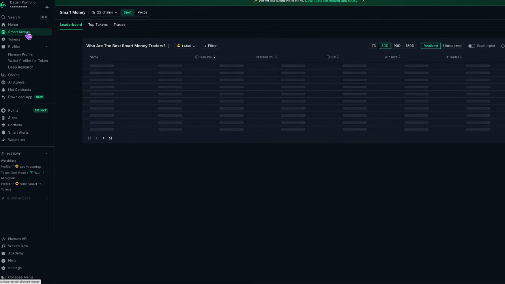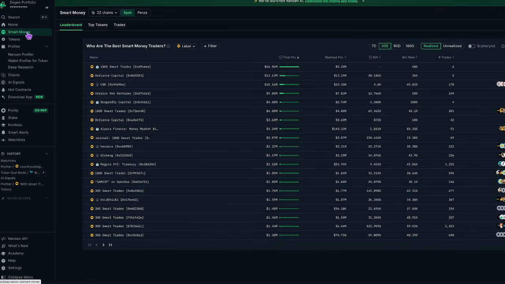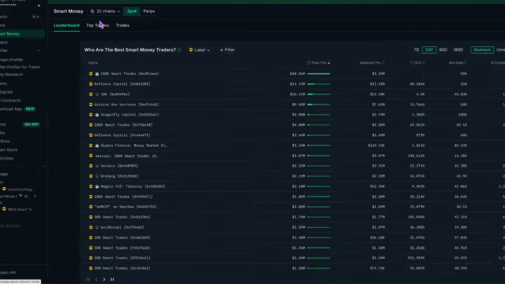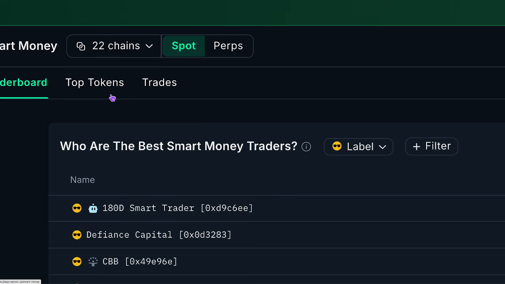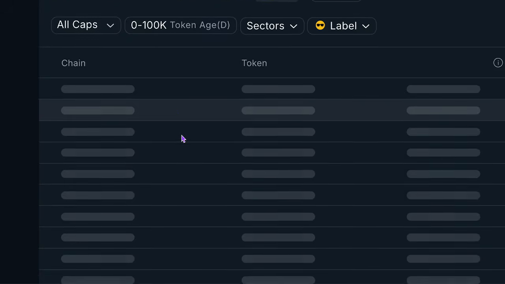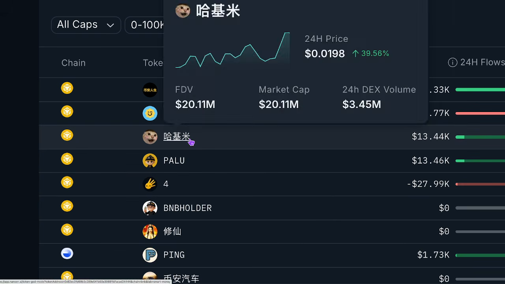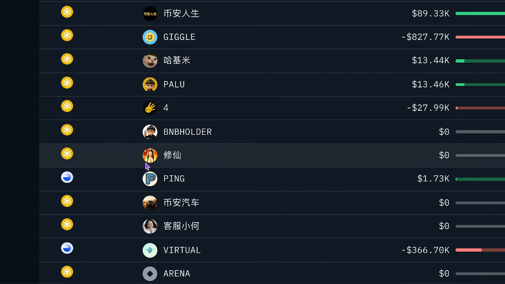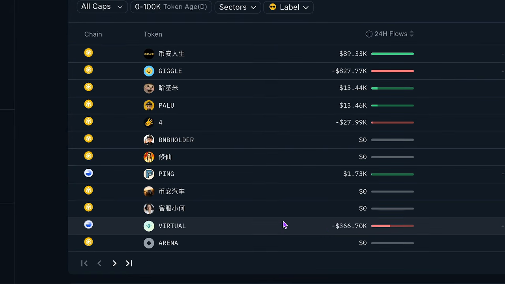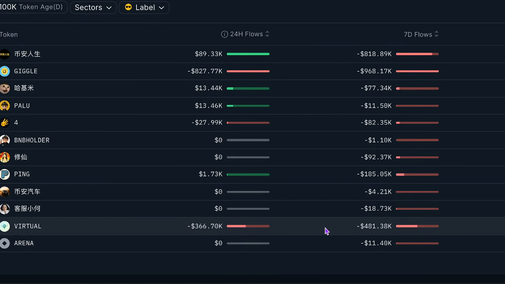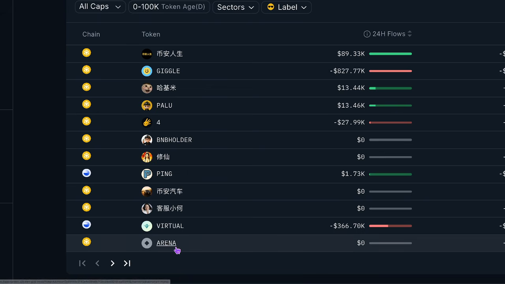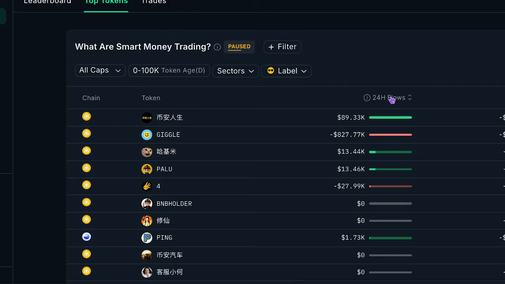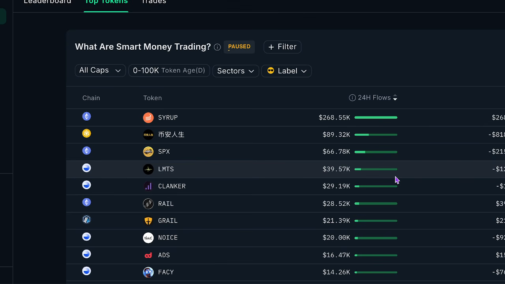So when you click on smart money and you start realizing these are the top tokens. So again, we're still on spot. The best traders, we've talked about it. Top tokens, so we see what they're trading right now. And again, you know, some of these are not even guaranteed, so you've got to still do your homework. You can see here Virtual's protocol, inflows and outflows. You can see Arena here. You could actually sort this out by the most inflows. 24-hour inflows. Syrup seems to be doing well.